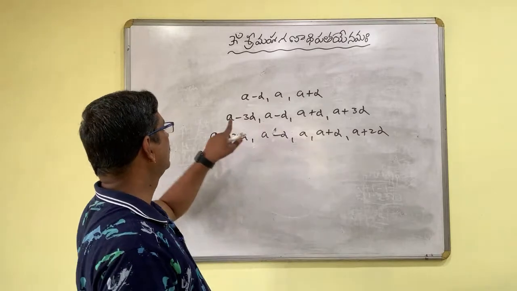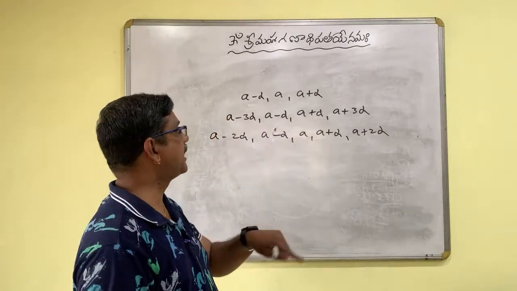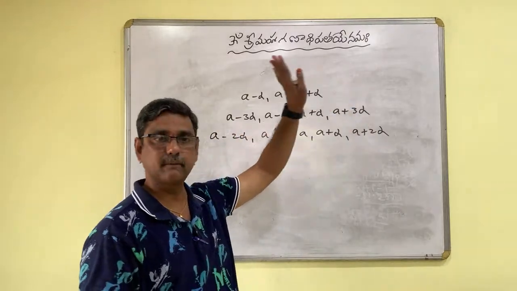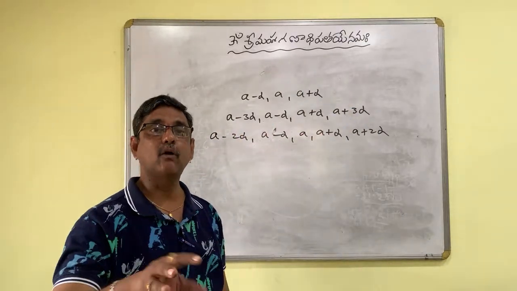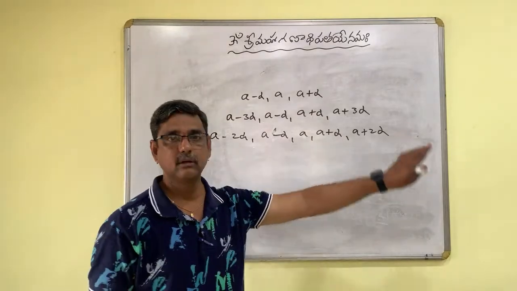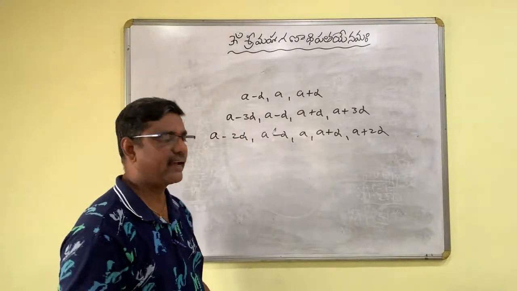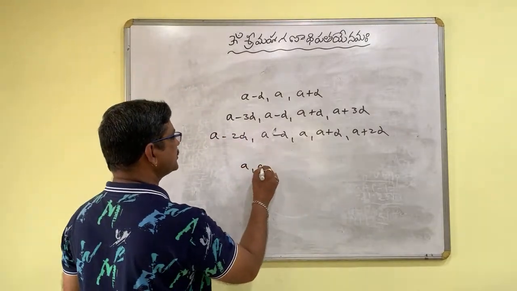If the problem is talking about 4 numbers which are in AP, you have to take like this. If the problem is about 5 numbers which are in AP, we need to take like this. Children, note down this. So, sir, why do we have to take 3 numbers like this?